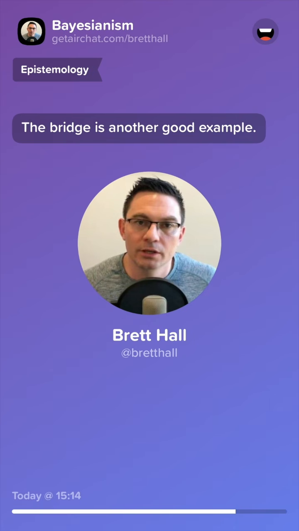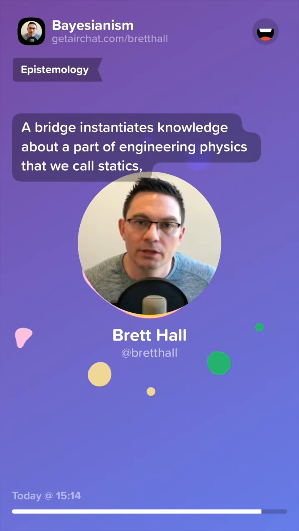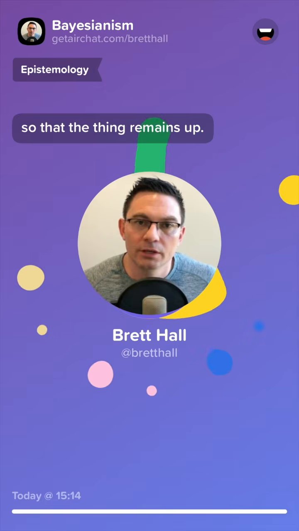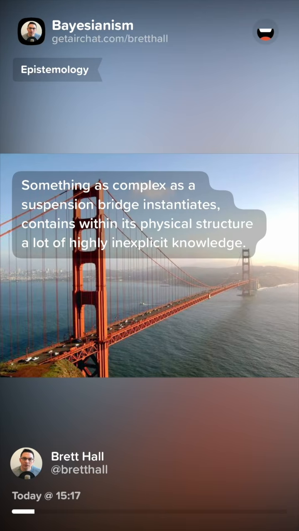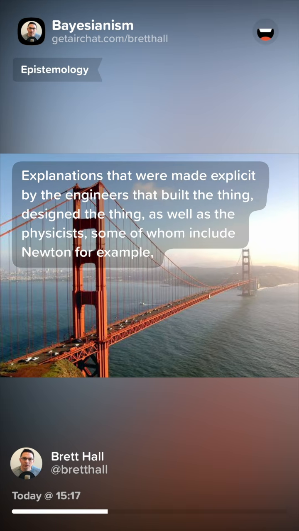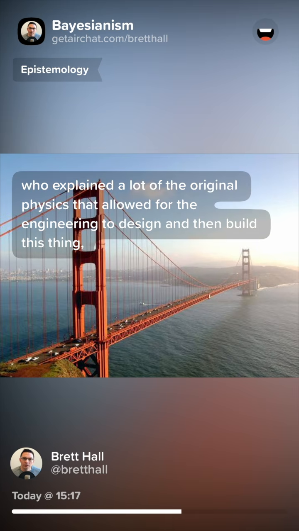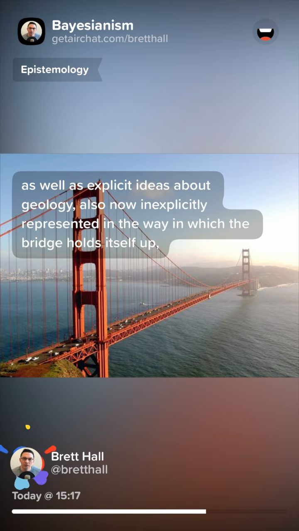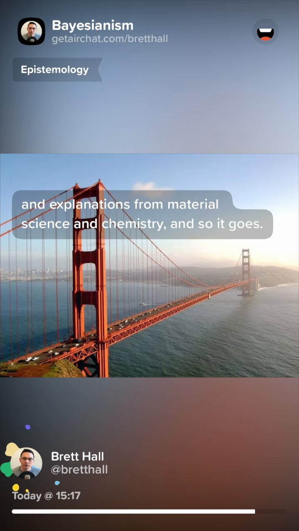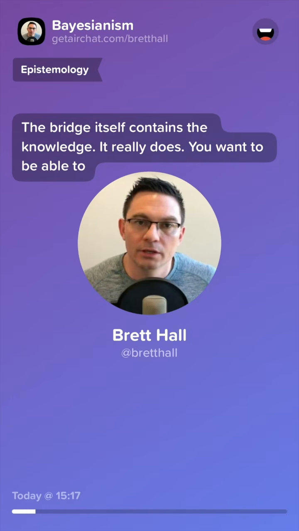The bridge, here's another good example. A bridge instantiates knowledge about a part of engineering physics that we call statics, so that the thing remains up. Something as complex as a suspension bridge instantiates, contains within its physical structure a lot of highly inexplicit knowledge. Explanations that were made explicit by the engineers that built the thing, designed the thing, as well as the physicists, some of whom include Newton, for example, who explained a lot of the original physics that allowed for the engineering to design and then build this thing, as well as explicit ideas about geology, also now inexplicitly represented in the way in which the bridge holds itself up, and explanations from material science and chemistry, and so it goes. The bridge itself contains the knowledge. It really does.